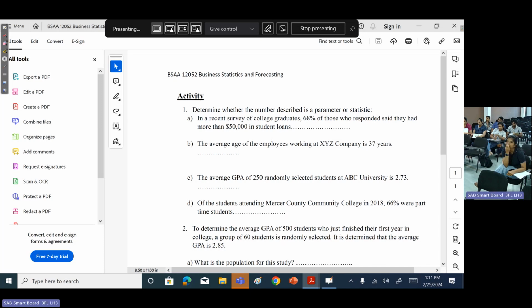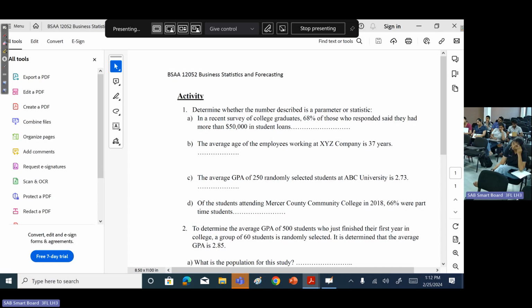Okay. B. The average age of the employees working at XYZ company is 37 years. Parameter or statistic? Parameter. Then it represents the whole population, all the employees in the XYZ company.